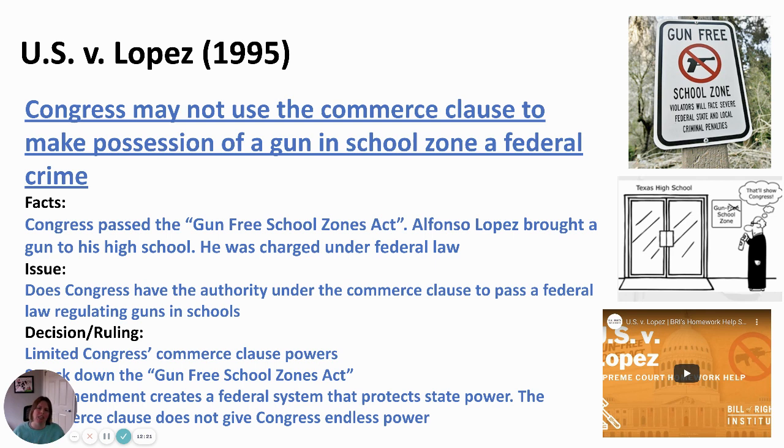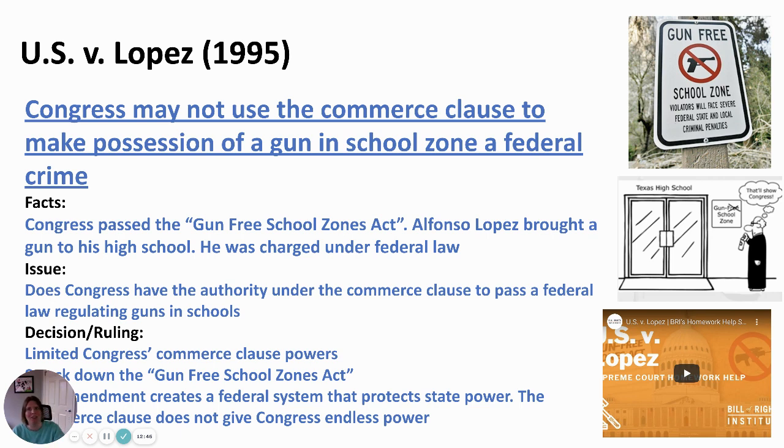Their justification was, they said, well, schools educate students, and then they become members of economic society. And if they're fearing guns in schools, it might affect their school performance, and that's going to affect future economic activity, basically. The court didn't buy that argument, and they basically just said that Congress was exceeding its authority and doing too much under the Commerce Clause.